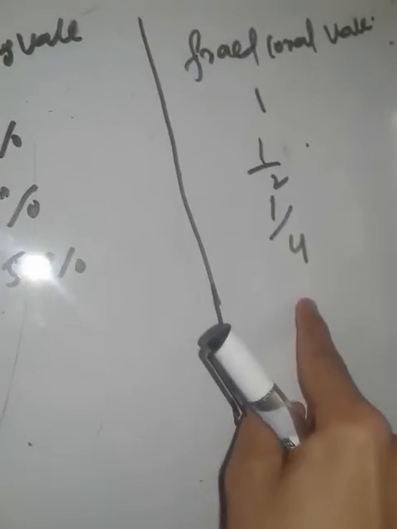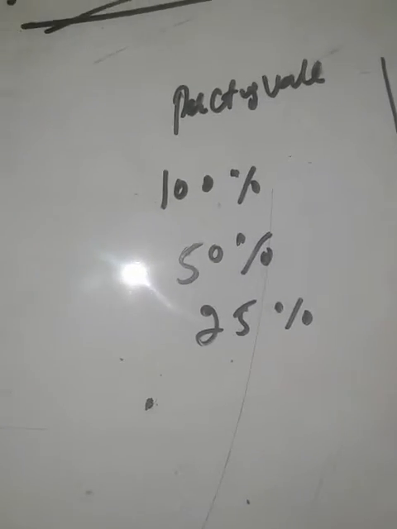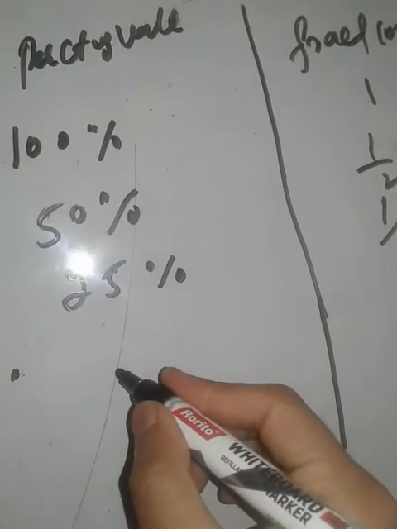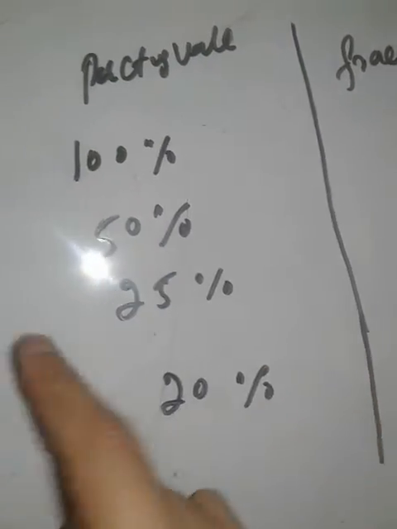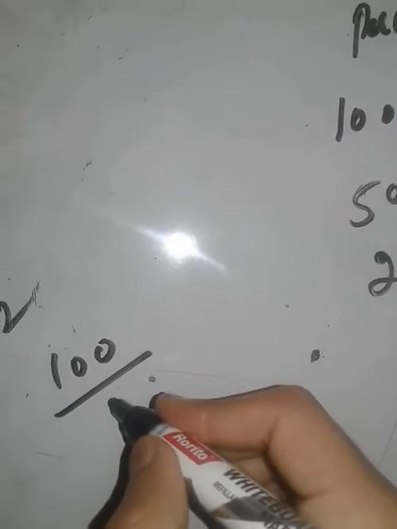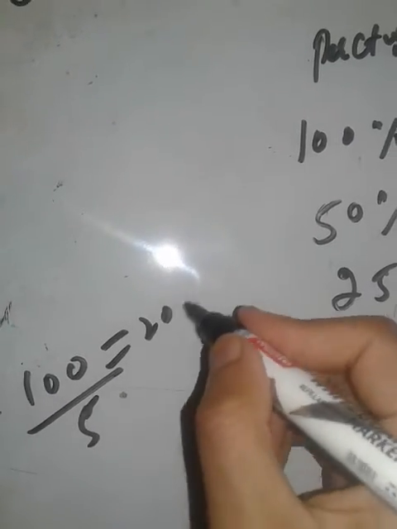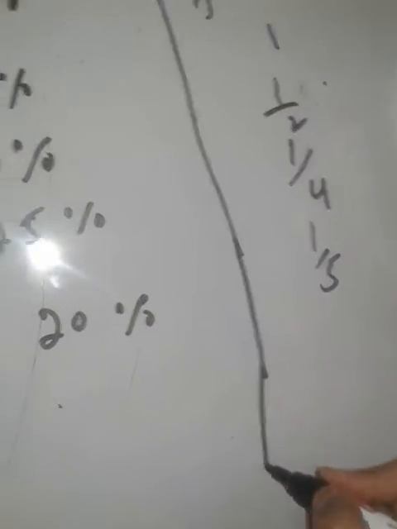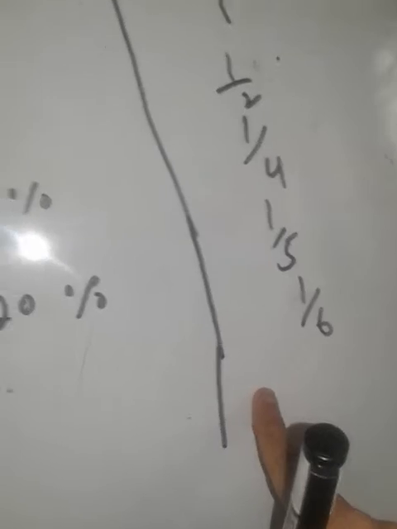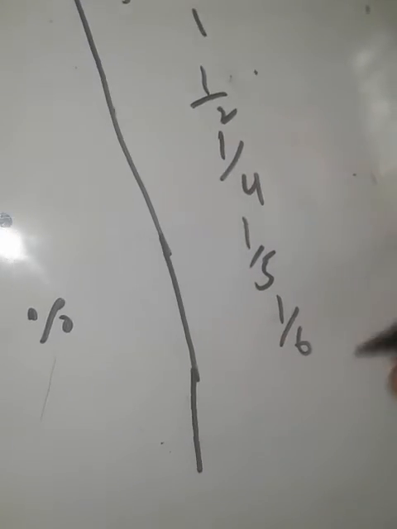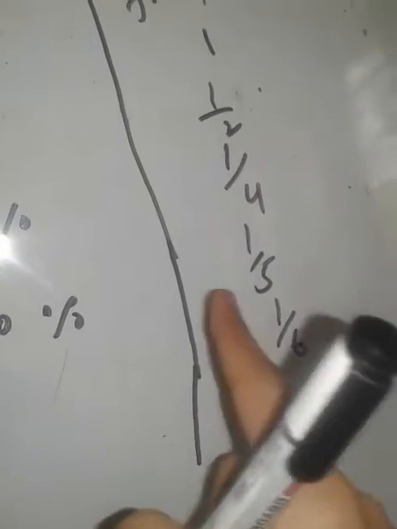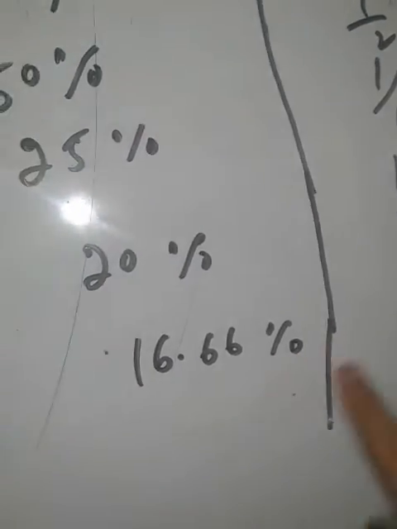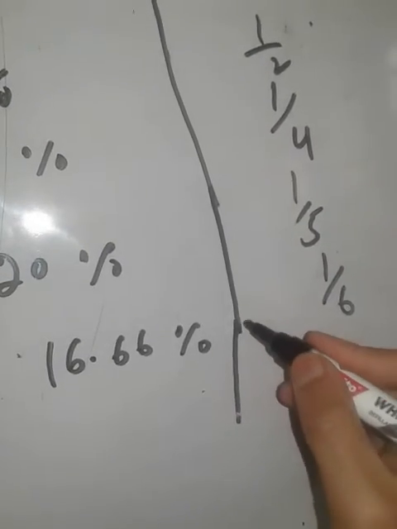learn this percentage conversion. And what is 1 by 5? 1 by 5 is 20%. How? You have to divide 100 by 5. This is 20%. Remember this. What is 1 by 6? It is 100 divided by 6, so this is 16.66. You have to remember these values so that you can calculate easily any percentage value.